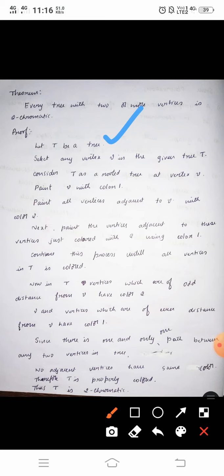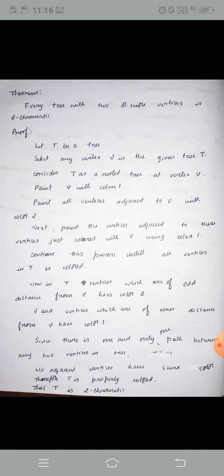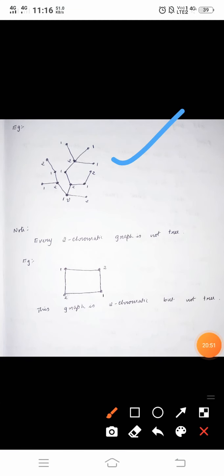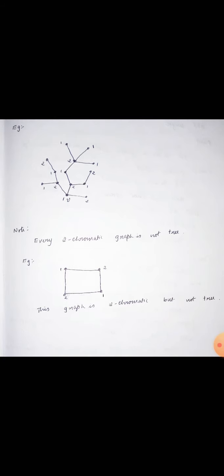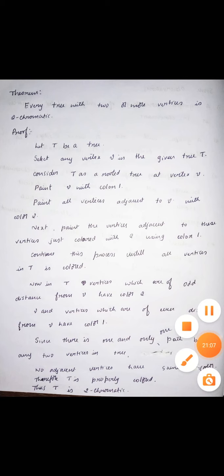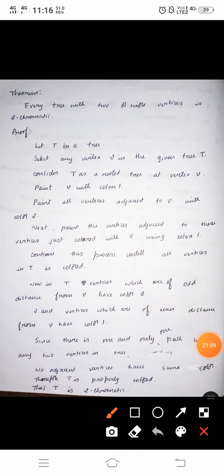And considering V as a root of that tree T. See here, the example: this is a tree, a circuitless connected graph. Here, this vertex I am taking as a root. From this V, all the paths go to all the edges. So I have taken this as the root. Consider T as a rooted tree at vertex V.